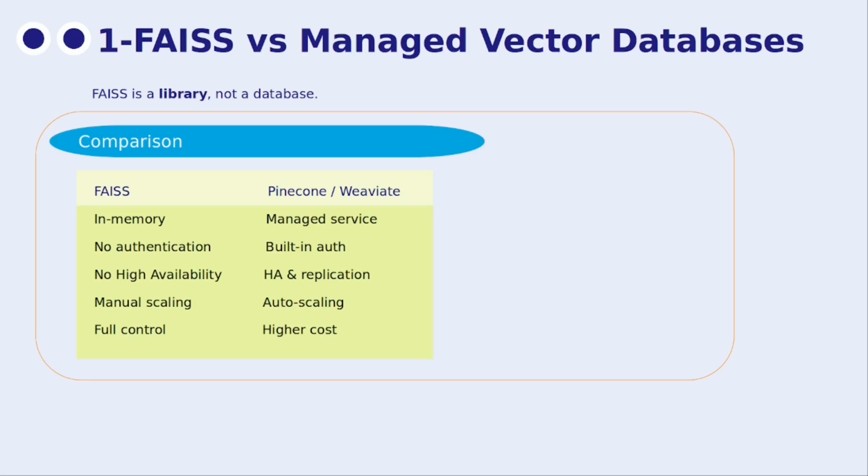Comparison. Let's compare FAISS with managed vector databases like Pinecone or Weaviate. FAISS: in memory, no authentication, no high availability, manual scaling, and full control. Vector DB: managed service, built-in auth, high availability and replication, auto scaling, higher cost. FAISS gives you control. A managed service gives you guarantees.